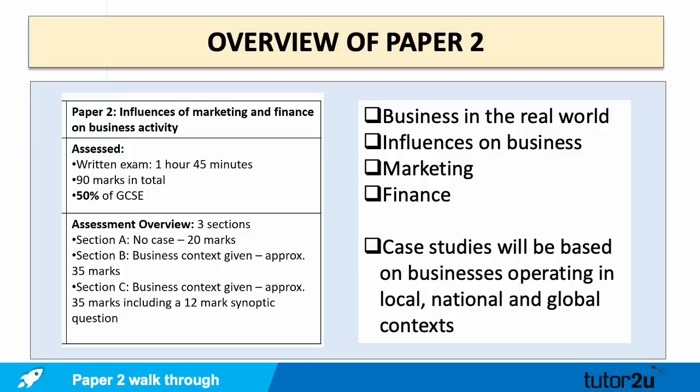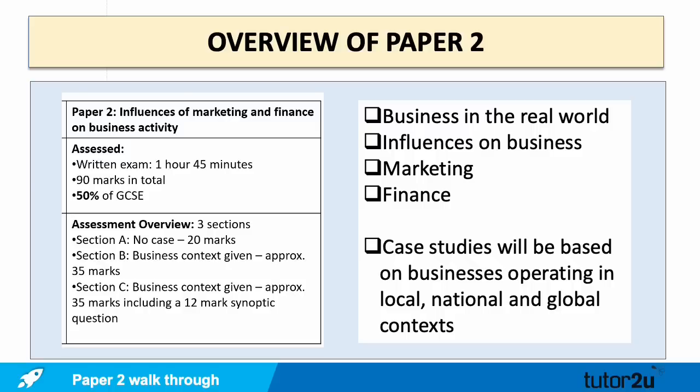So let's start off with an overview of paper 2. Paper 2 is based on business in the real world, influences on business, so 3.1 and 3.2 from the specification, as well as marketing and finance, so that's 3.5 and 3.6. There are no questions going to be asked on HR or operations this time. The case studies included in the paper will be based on businesses operating in local, national and global contexts, so they can be of any size.